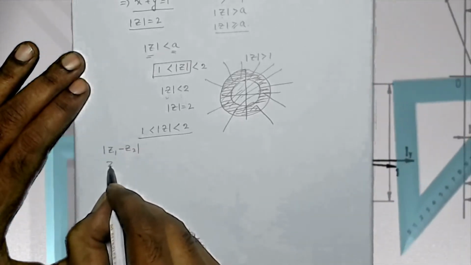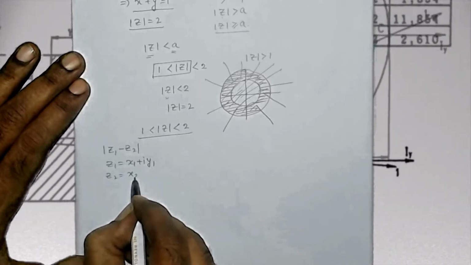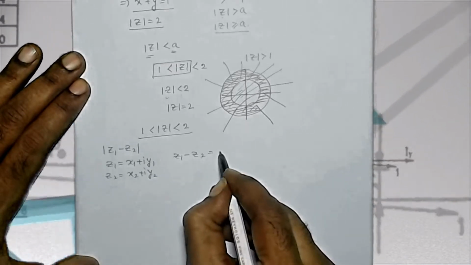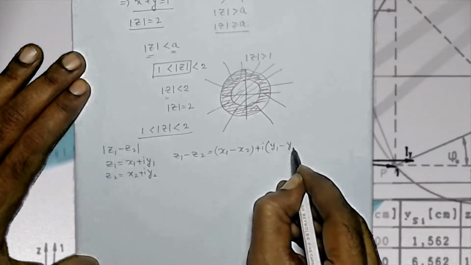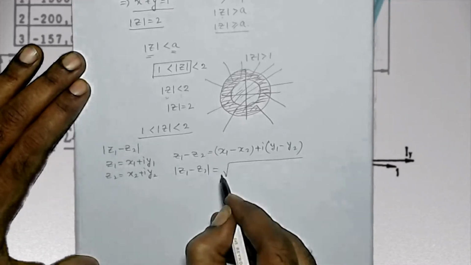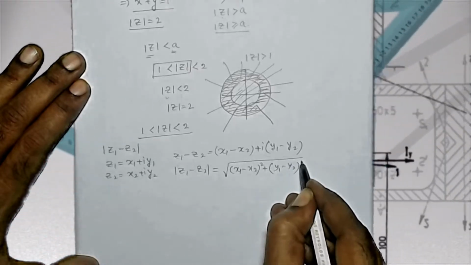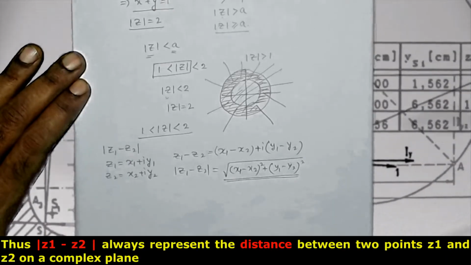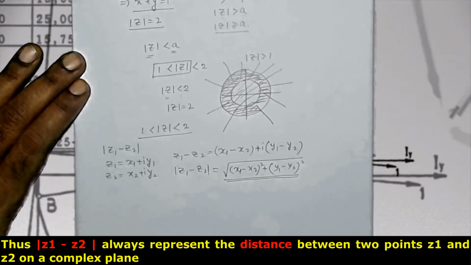Let us say z1 is x1 plus iota y1 and z2 is x2 plus iota y2. Therefore, z1 minus z2 is x1 minus x2 plus iota, y1 minus y2. And modulus of z1 minus z2 is under root x1 minus x2 whole square plus y1 minus y2 whole square, right? So this represents basically the distance between 2 points whose coordinates are x1, y1 and x2, y2.